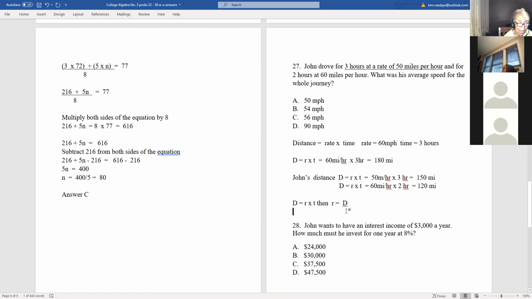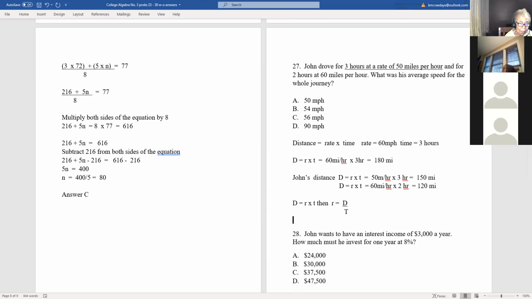Distance divided by T. So if distance is rate times the time, then rate is distance divided by time. So what's the total distance?